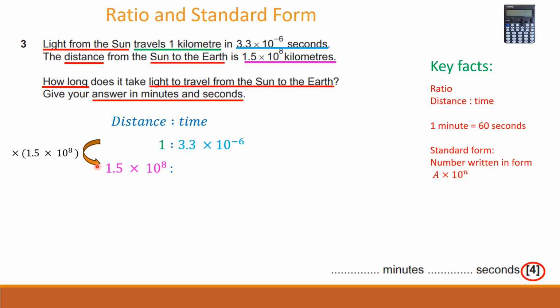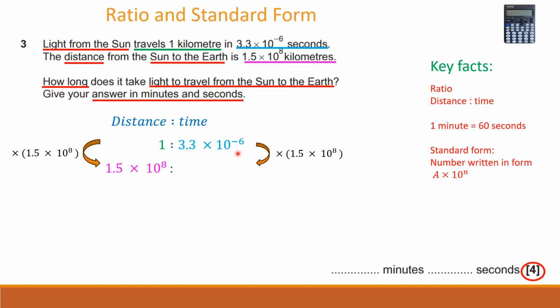You should have spotted that you're literally going to be multiplying by this value in standard form, 1.5 times 10 to the 8. If I do that to the left-hand side, I need to do exactly the same to the right-hand side. So I'm going to multiply the right-hand side by 1.5 times 10 to the 8. And you're going to type this in on your calculator.